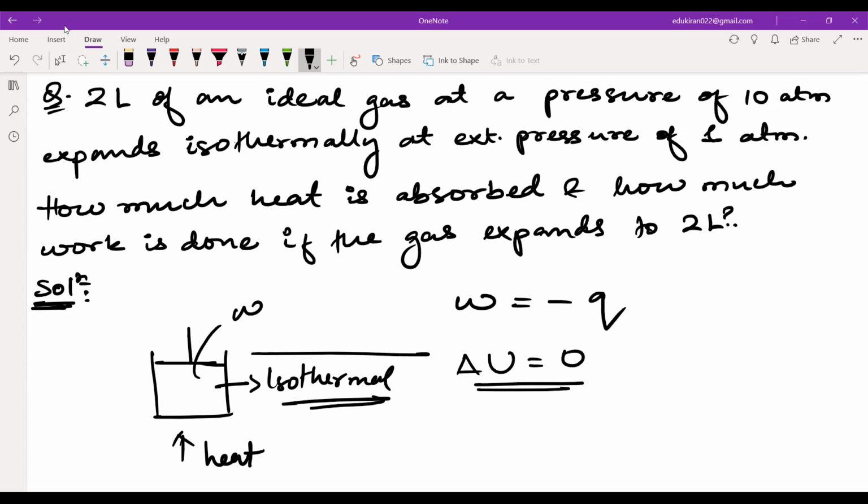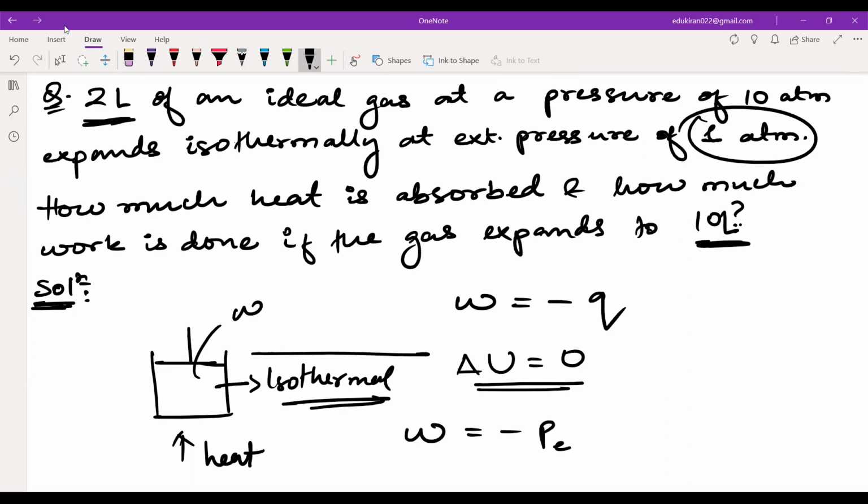Now you have to calculate. You have been given that it expands to 10 liters, not 2 liters, sorry, 10 liters. Okay, so we have the volume, initial and final. We also have the external pressure. So we can write W is equal to minus of P external into delta V.